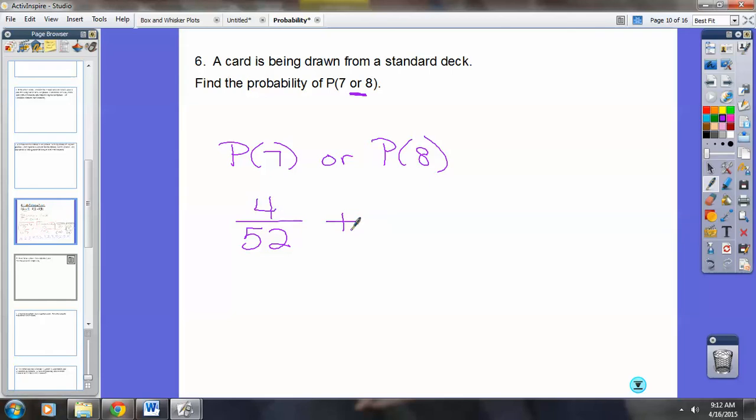Probability of drawing an 8. Of those 52 cards, how many are 8s? 4. There are also 4. We have hearts, diamonds, clubs, spades. We need to add these two fractions. When you add fractions, do you need a common denominator? We have one. So it's 8 out of 52. Which can be simplified using what? 2/13. You can use that math feature of your calculator that we talked about yesterday. Simplify for 2/13.